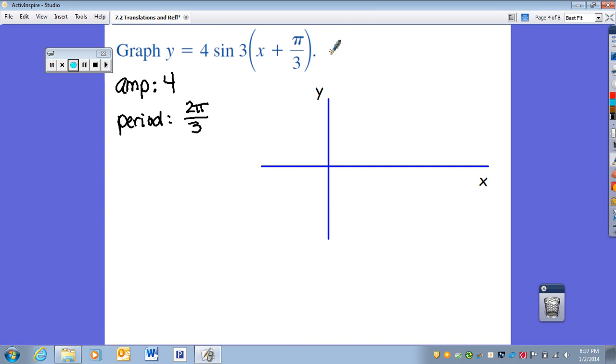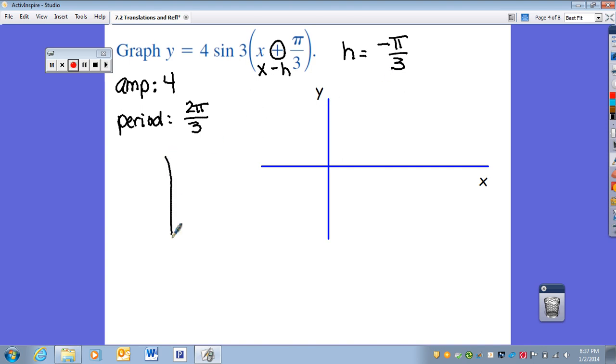Next, we're going to take a look at our horizontal and our vertical shifts. First of all, our vertical shifts. If we had a vertical shift, we would have plus some value, which is our k. And since we don't have a k value, plus 0, there's not going to be a vertical shift this time. However, in our format, this would be x minus h, and the h value gives us our horizontal shift. Since our sign has changed from minus to a positive, that means that our shift is going to be a negative pi over 3, and that's what we're going to do shifting horizontally.